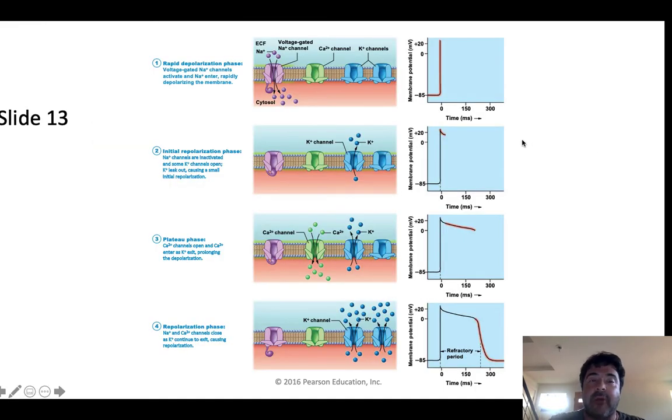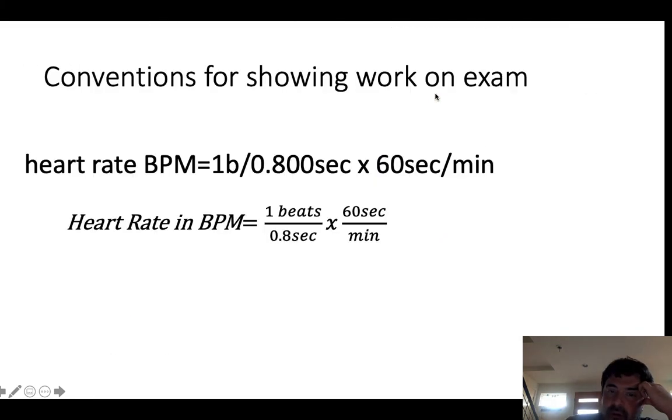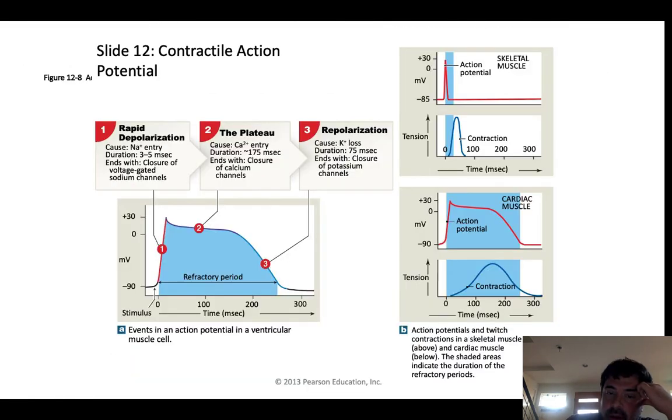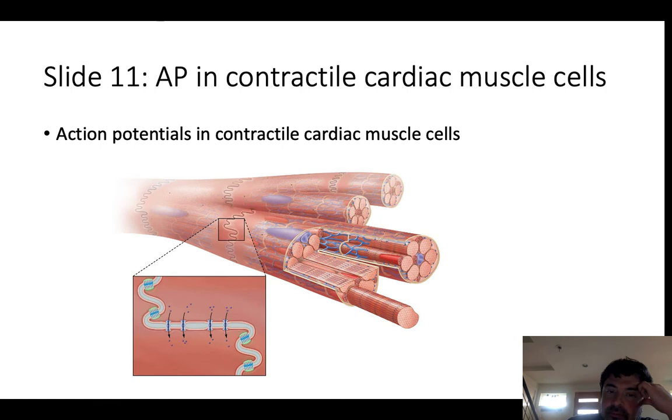So when you think about this, this would be the sarcolemma. You get the activation of the voltage-gated sodium channels along the sarcolemma as a consequence of the neighboring cell firing an action potential. Negative 85 to 90, you know you're talking about a contractile cardiac muscle cell. All of these cells, every single one of them, right?